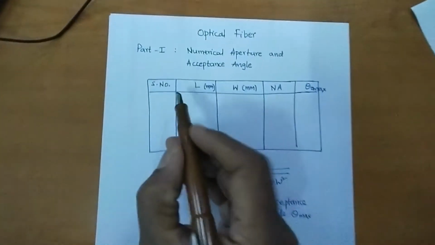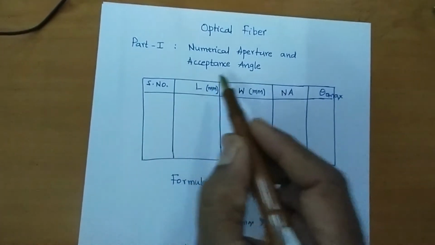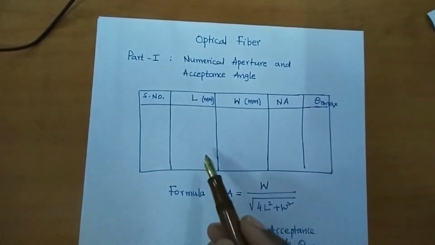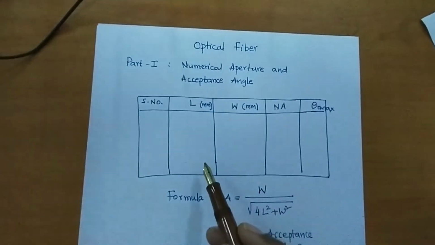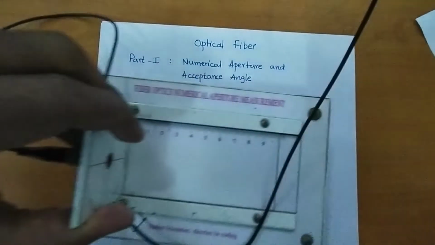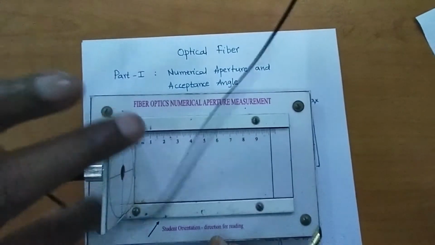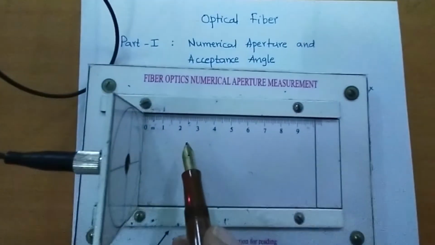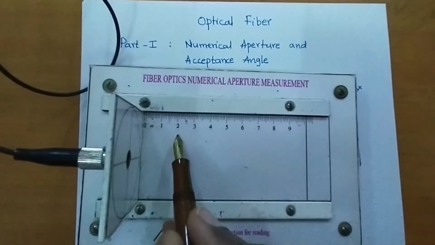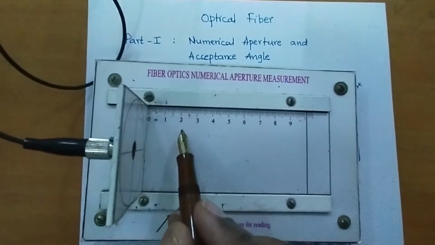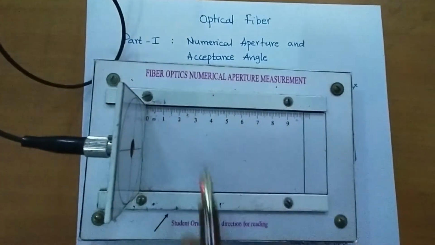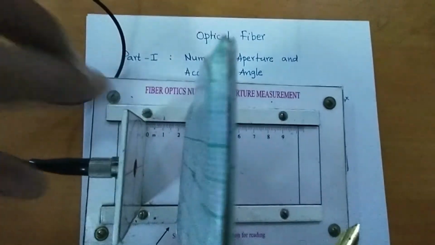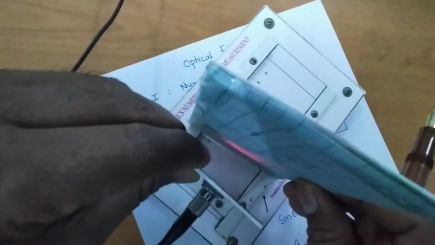Part 1, numerical aperture and acceptance angle. I have given the tabular form. We have to measure 2 parameters. As I told you, we have to see where the screen is placed, that is the length L. If I place the screen at 2 centimeters, I take the value as 20 mm. And after placing the screen here, I have to measure the spot width.